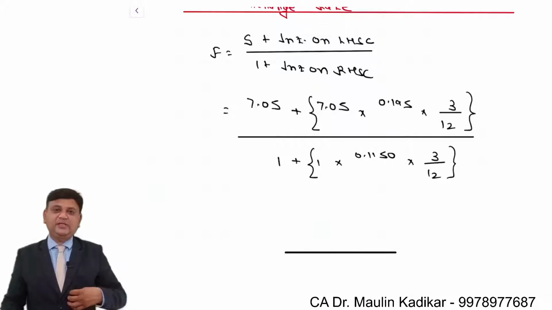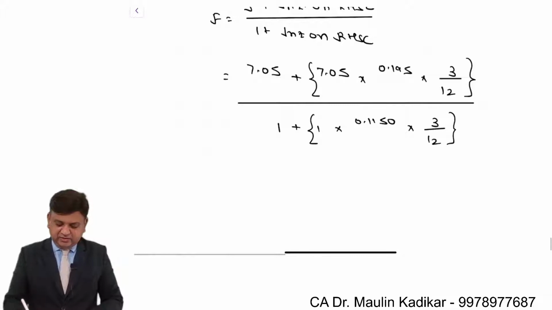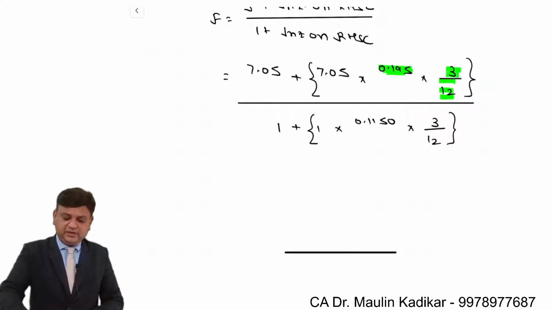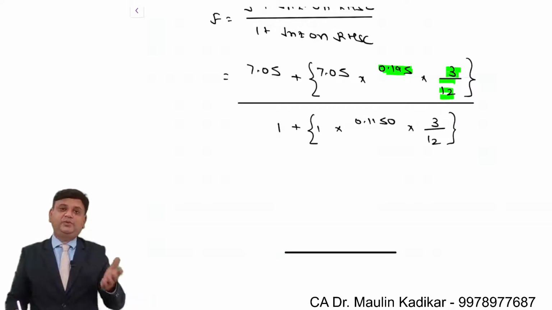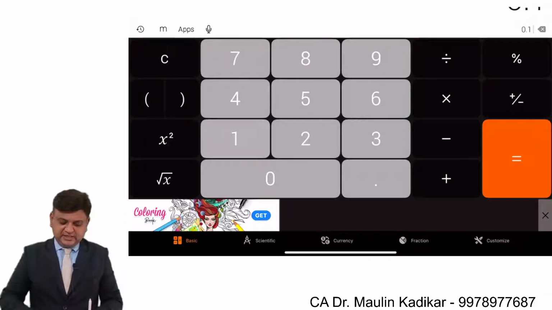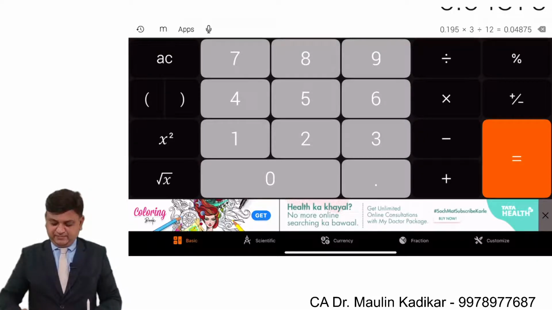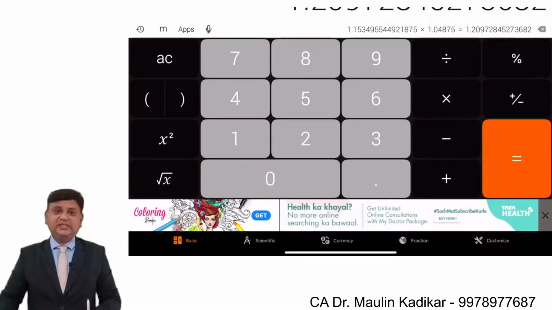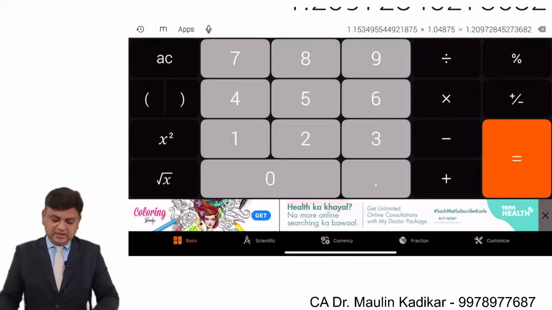Why? Because friends, we understand that if at all the annually compounded rate of interest is 19.5 percent, then the 3 months rate of interest is not 19.5 into 3 divided by 12. If at all we take this kind of working, then basically what happens is the effective rate of interest will be more. That is the kind of mistake that we will incur. So it is 19.5 into 3 divided by 12. It comes to 4.875 plus 1. So into 2, 3, 4. You can see that the effective rate of interest is 20.97 percent.